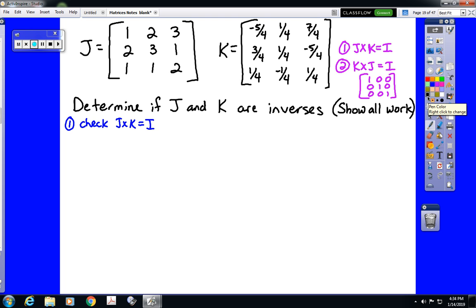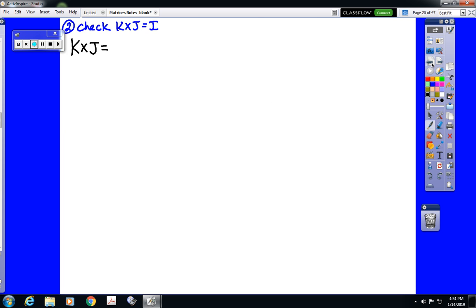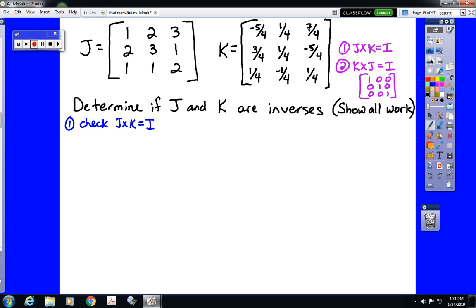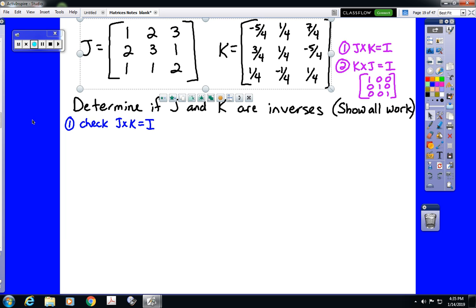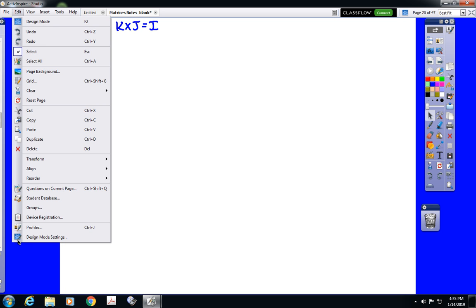So we're going to start with J times K. We're going to see if that equals I. Now I'm not going to rewrite J and K on this page. I will on the next page when we do the other half, but I don't have quite the same amount of room here on the first page. So we're just going to use J and K from up above to do this. Actually, before I start, I am going to go ahead and copy those over to the other page just so that I have them and I don't need to remember what they are.